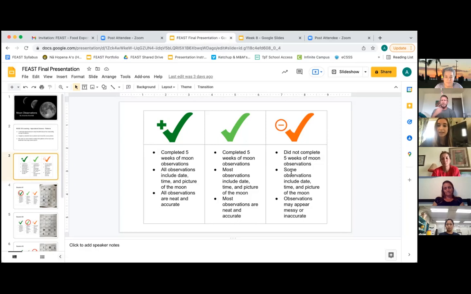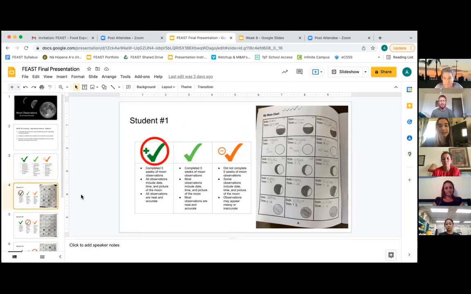A check minus was for those who did not complete their 5 weeks of observations, and only some of them may have included the date, time, and picture. Their observations may have appeared messy or inaccurate. So I'm going to show you 3 samples of student work. Here's one student who earned a check plus.